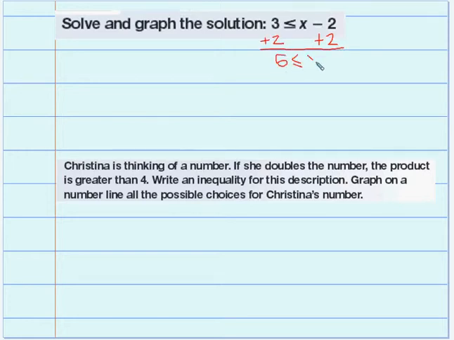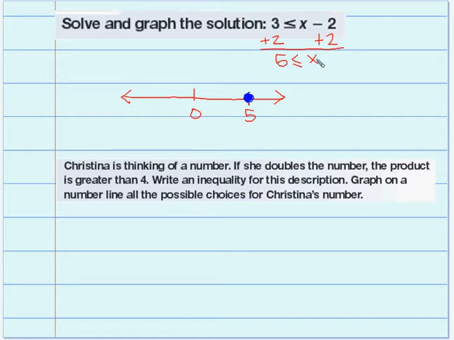5 less than or equal to x. Okay, so I'm done. Now I can graph. So I need to put a 0 somewhere and put a 5. And then I need to decide, is this an open or a closed circle? Well, it's a less than or equal to, so I know that it should be a closed point to say that 5 would be a solution.